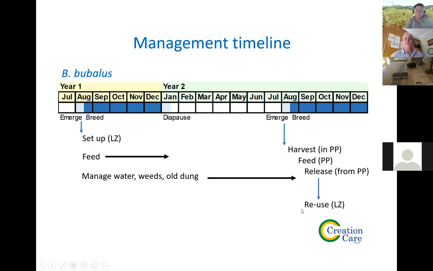So that's what we're trying to do, is have a system that can be self-perpetuating. Once you've got your head around this and can breed beetles in these nurseries, you can put them on other places on your property, or your friend's property, or whatever, and it's a reusable system. So we think it's a really good investment for that reason.